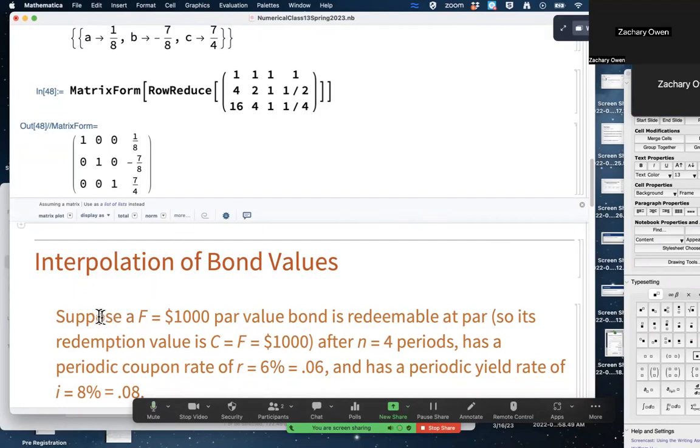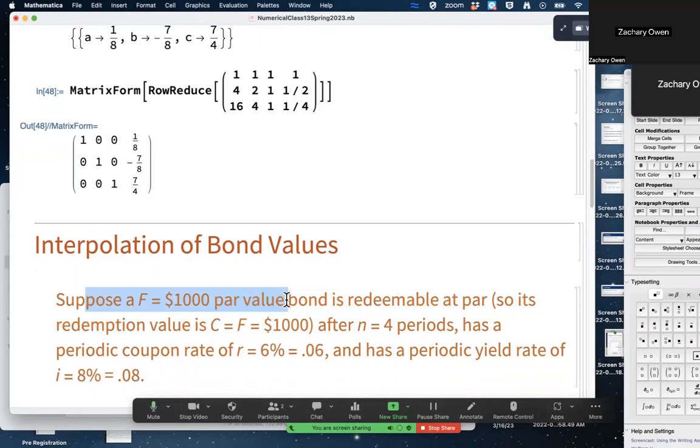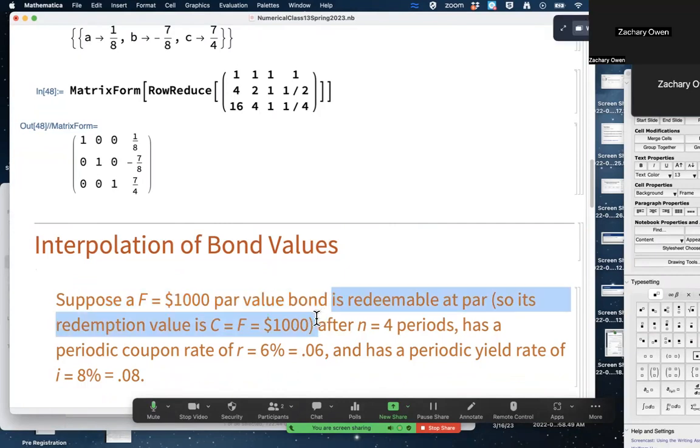Interpolation of bond values. Suppose you have a $1,000 bond. Par value means it's just a $1,000 bond. It's redeemable at par, meaning, remember, at the end of the term, you get that same amount of money back, that $1,000. Now, before we go further, remember, this doesn't mean the price of the bond is $1,000.